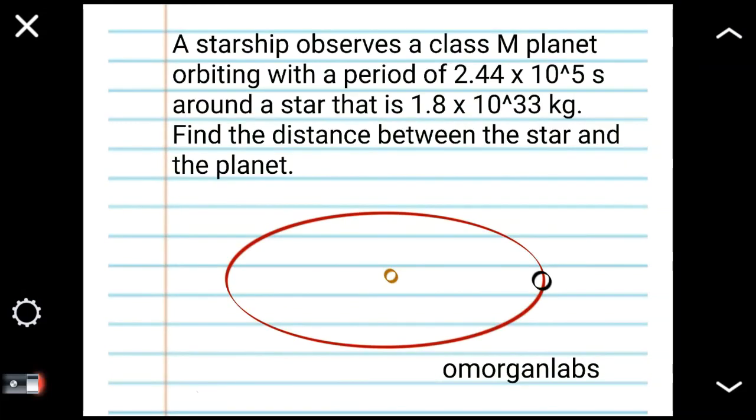A starship observes a Class M planet orbiting with a period of 2.44 times 10 to the 5th seconds around a star that is 1.8 times 10 to the 33rd kilograms. Find the distance between the star and the planet.